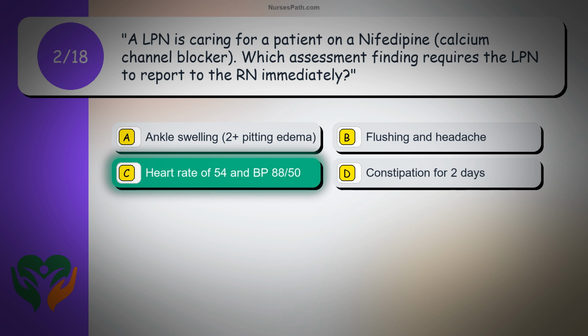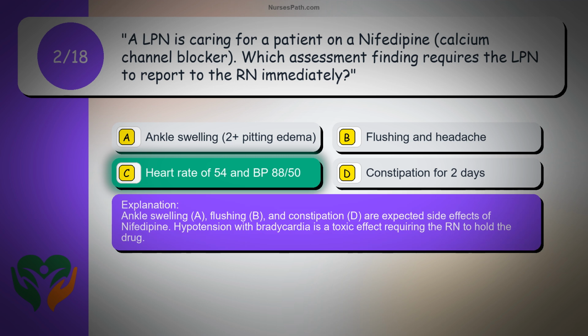The correct answer is option C, heart rate of 54 and BP 88/50. Ankle swelling, A, flushing, B, and constipation, D, are expected side effects of nifedipine. Hypotension with bradycardia is a toxic effect requiring the RN to hold the drug.